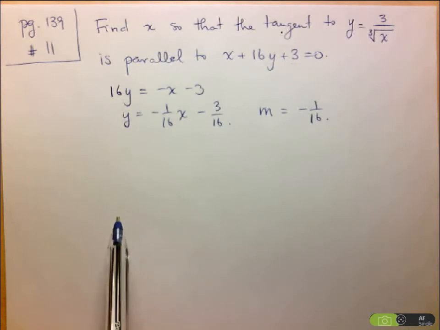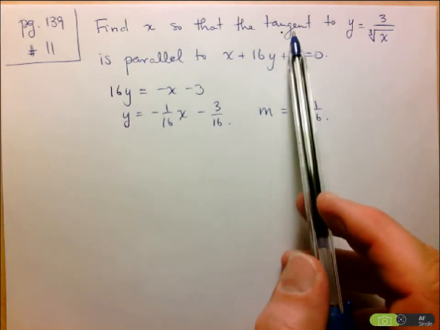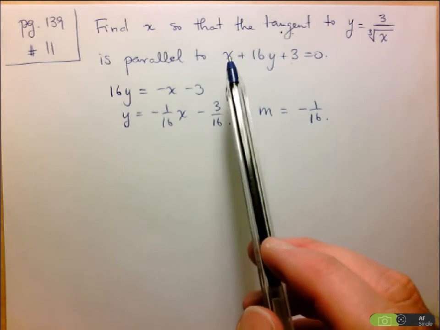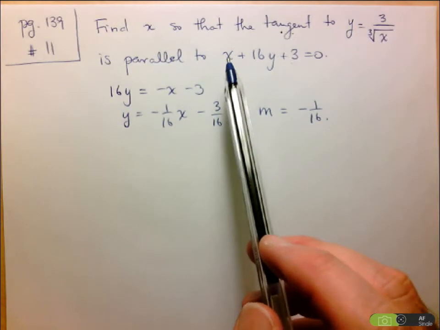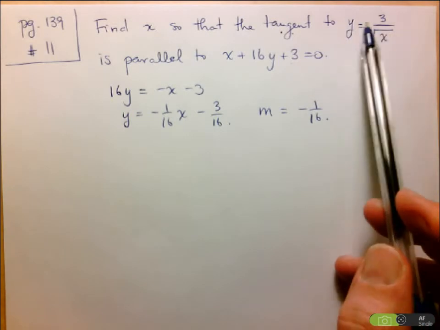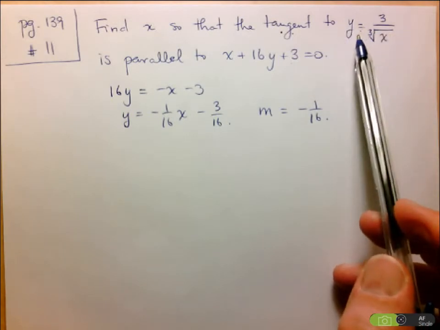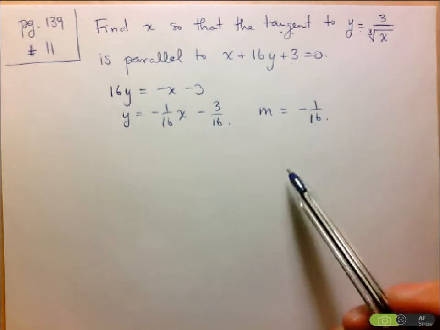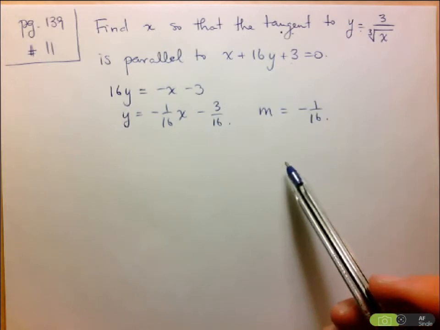But in order to find the slope of a tangent line, that's just equivalent to finding the derivative of the function. So let's start by finding the derivative function for y, and then determining for what value or values the slope is equal to negative 1 over 16.